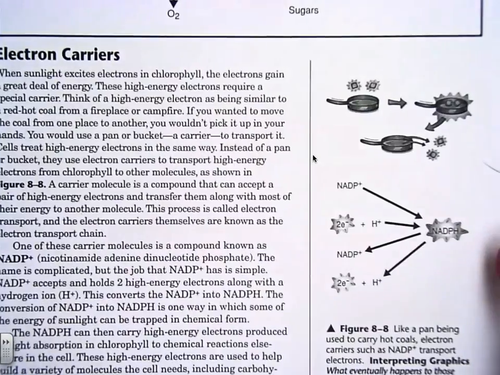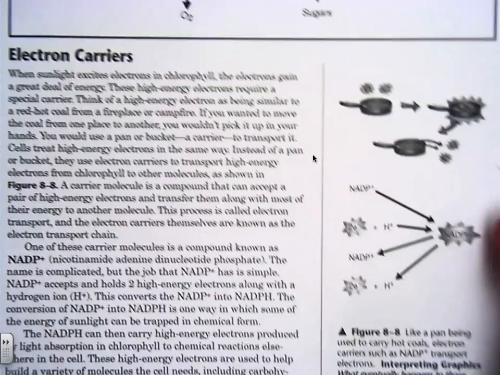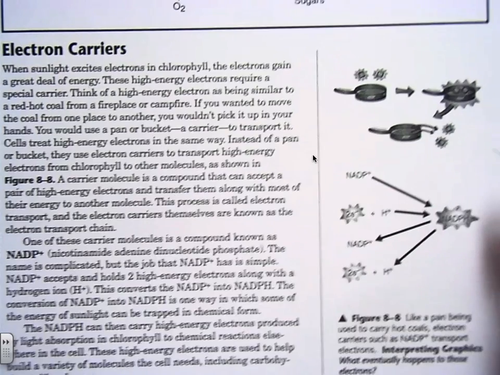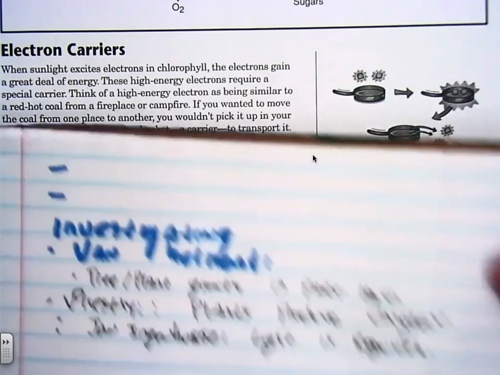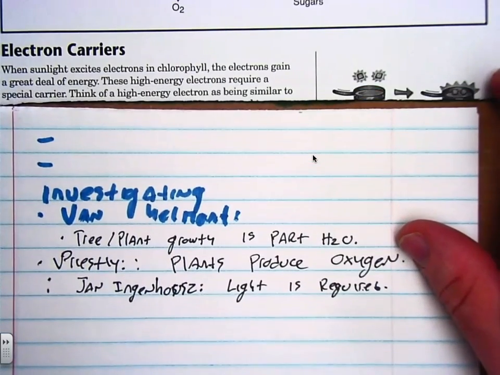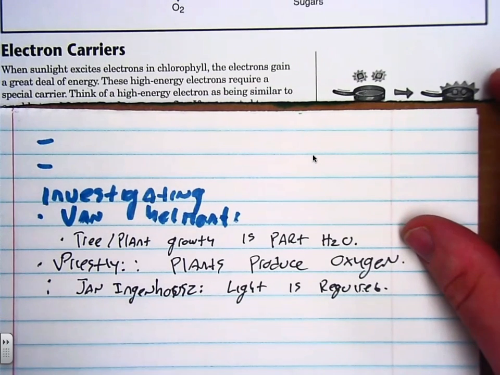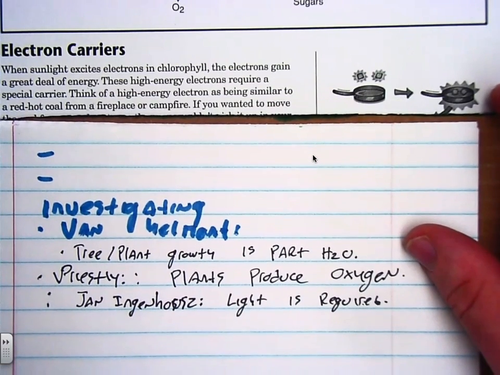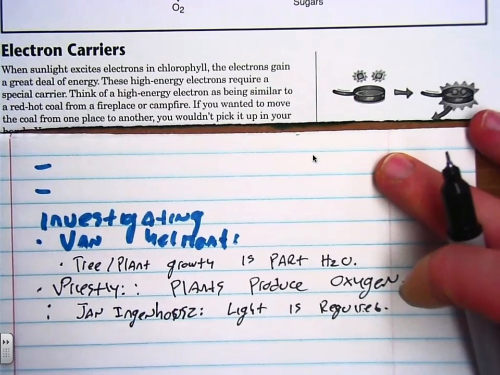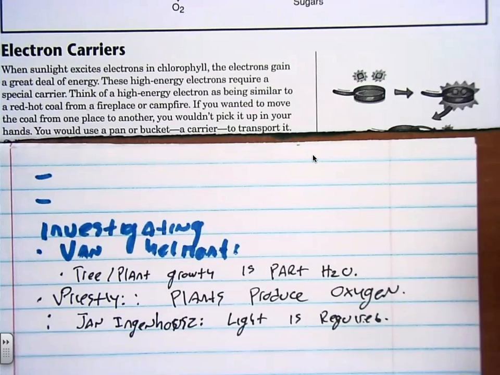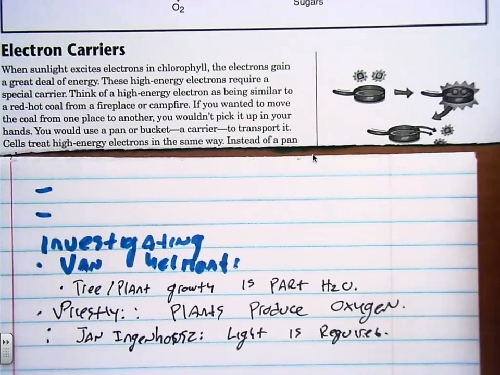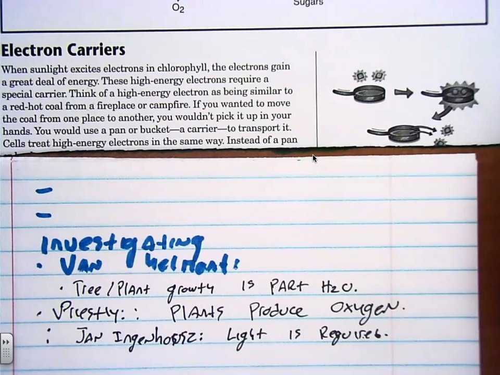Moving on down the line, electron carriers. All right. When sunlight excites electrons in chlorophyll, the electrons gain a great deal of energy. These high-energy electrons require a special carrier. Think of a high-energy electron as being similar to a red-hot coal from a fireplace or a campfire. If you want to move the coal from one place to another, you don't pick it up with your hands. You would use a pan or a bucket, a carrier, to transport it. Cells treat high-energy electrons in the same way.